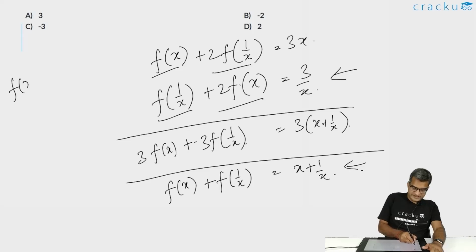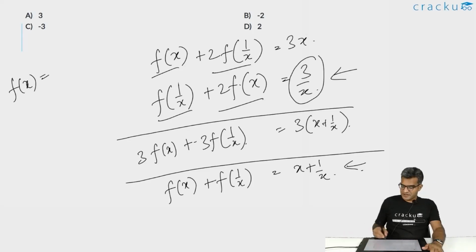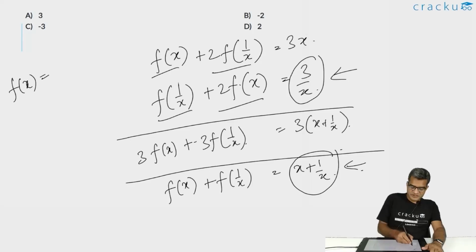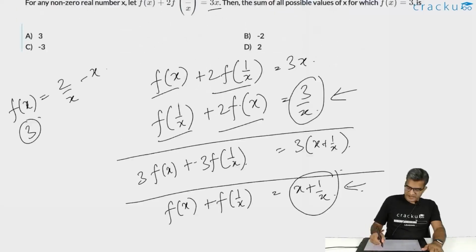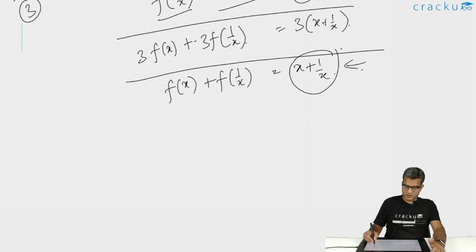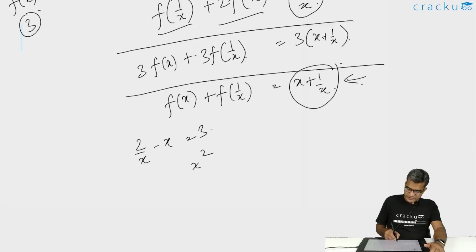From this one and this one, we can calculate the value of f of x. f of x will be equal to 3 by x minus x plus 1 by x, which is equal to 2 by x minus x. We are told that f of x is equal to 3 and we are required to calculate the sum of all the values of x for which that is true. So 2 by x minus x is equal to 3, or you multiply the entire equation by x, you are going to get x square plus 3x minus 2 is equal to 0.